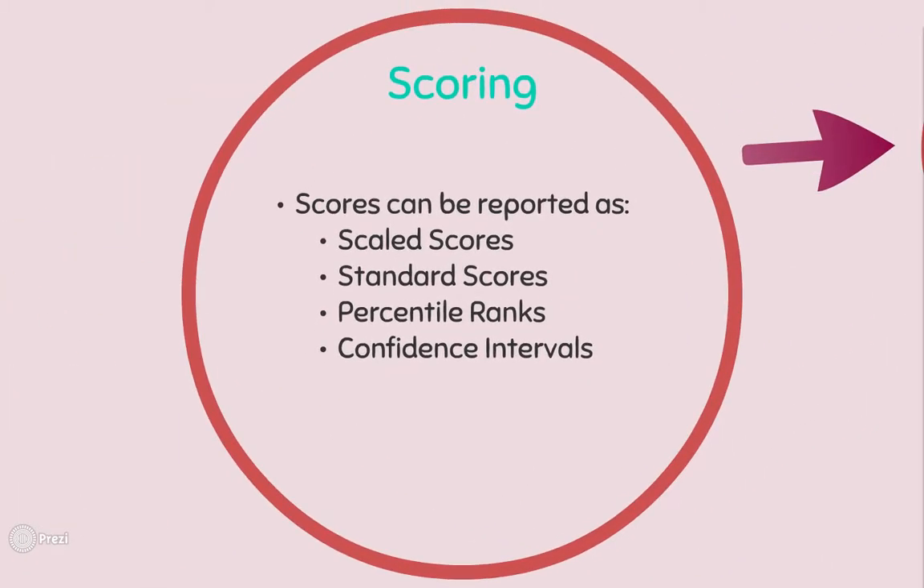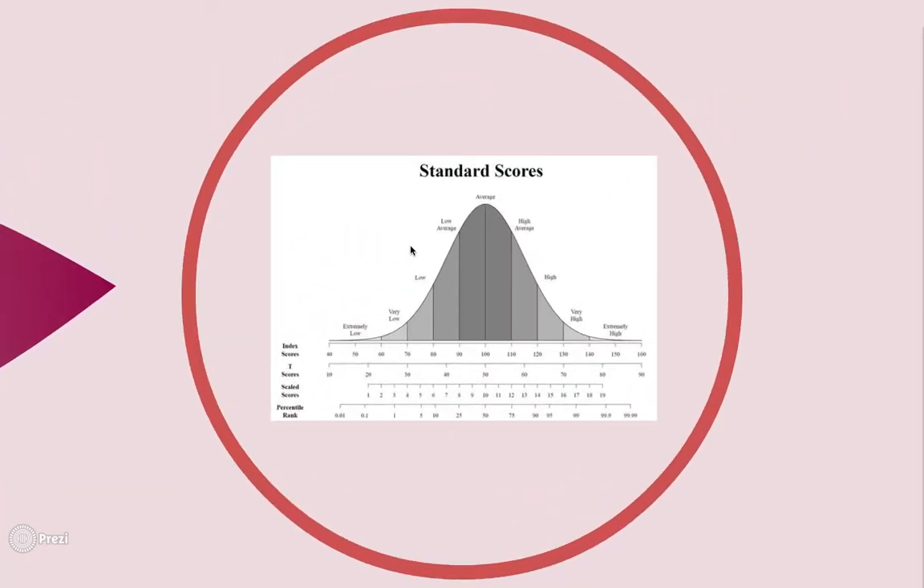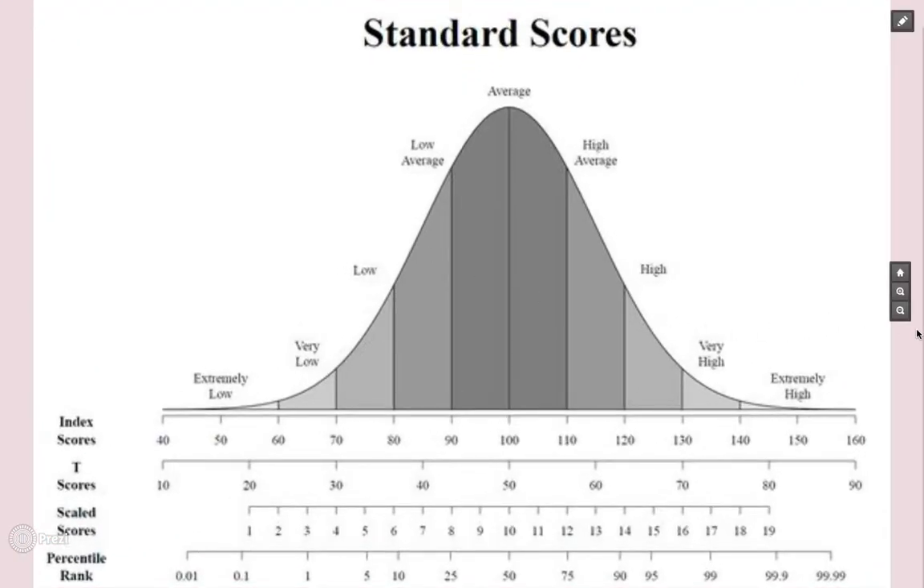Scores can be reported as scaled scores, standard scores, percentile ranks, confidence intervals, all different kinds of ways. A lot of times you'll see it reported as a standard score, and there will be a bell curve associated with that. So 100 is going to be your average, or your mean. And then what you're looking at is data in relation to the mean. The average range is from 90 to 110, and from there you're looking to see is this child performing in the low average, low, or very low range, or high average, high, or very high, or just in the average range.